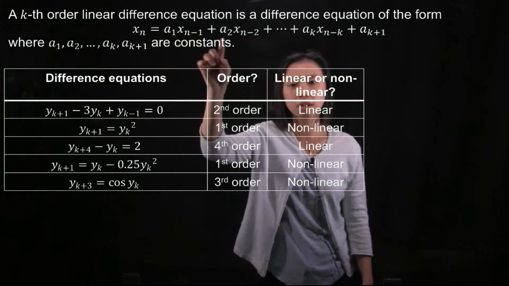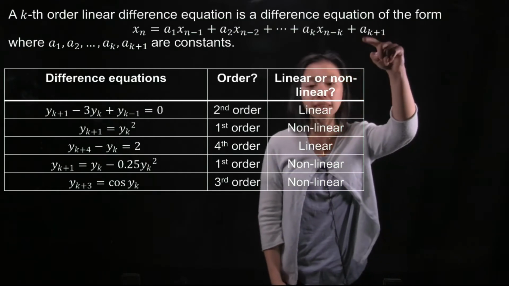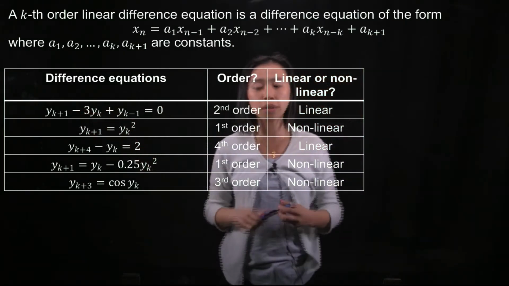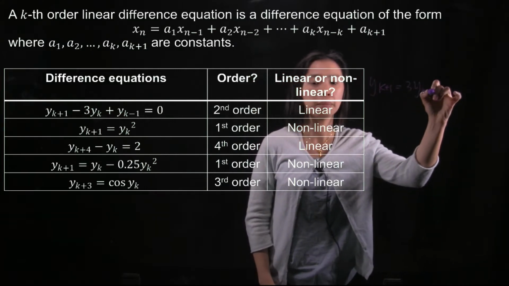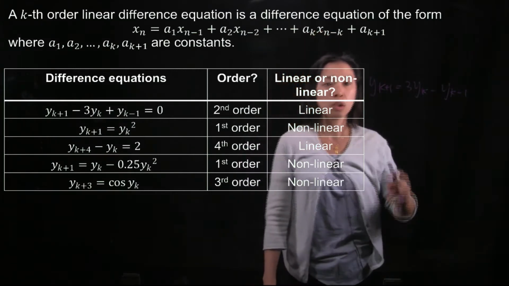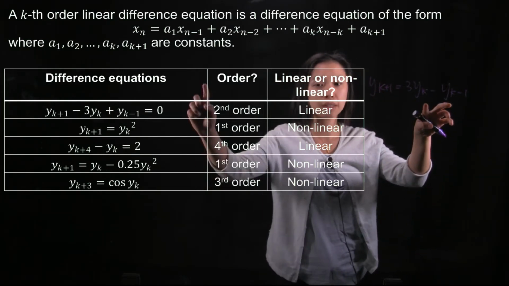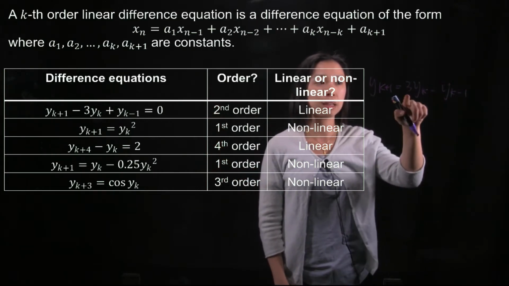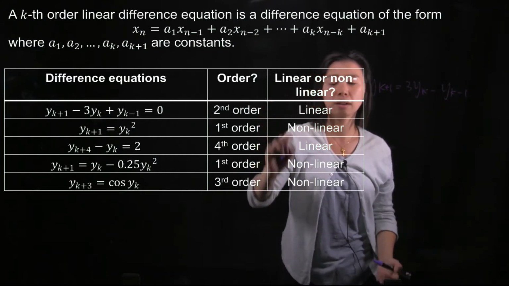All of them have ai's in front of them, so they are coefficients multiplied by numbers in front of them, and at the end they add another number. This is what we call linear. Then we can quickly check the first one: y k plus 1 equals 3 yk minus y k minus 1. You can compare this one with this form. One term is related to the previous two terms. That's why it is of second order. All the terms are of power 1, and in front of them there are coefficients 3 and negative 1, which are numbers. So they are linear.